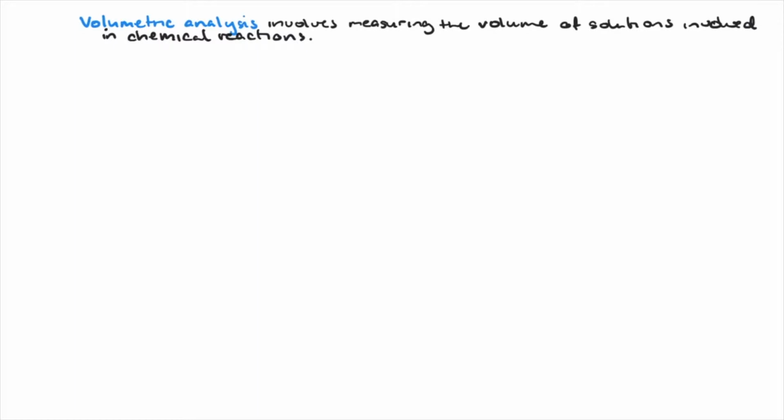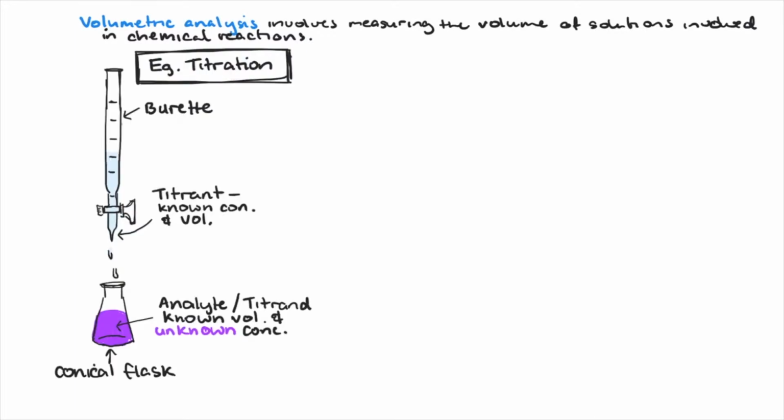Volumetric analysis involves measuring the volumes of solutions involved in chemical reactions. One such way is through titrations, in which a sufficient volume of a solution of a known concentration is added to completely react with the substance being analyzed.